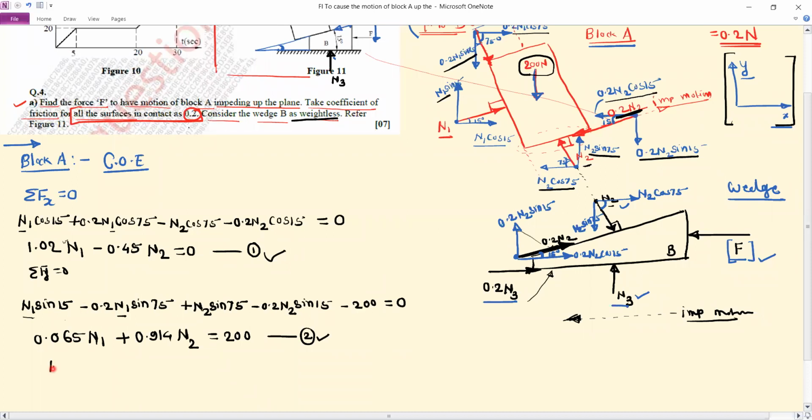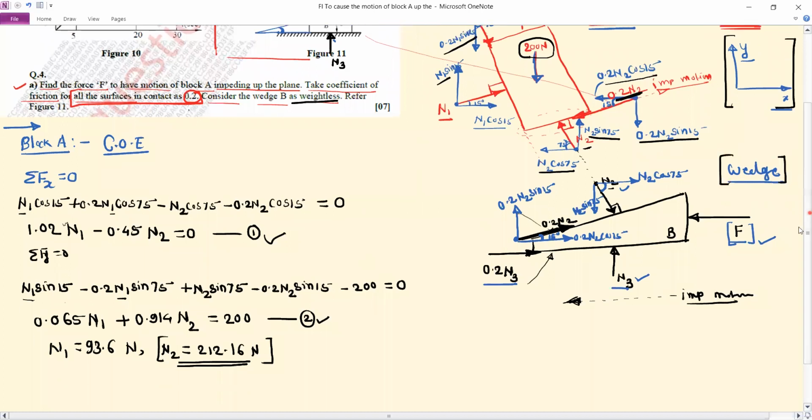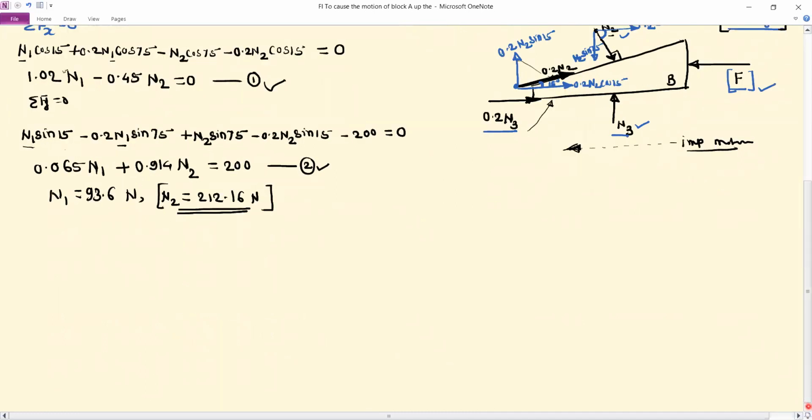So you will get the first value, normal reaction N1 as 93.6 Newton, and the normal reaction N2, this value is 212.16 Newton. So actually we need this value because it is the common reaction. Now consider the free body diagram for the wedge. Now again use the conditions of equilibrium.